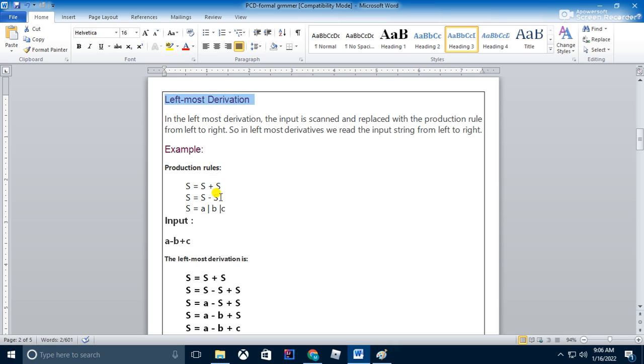So in this video we have discussed leftmost order of derivation. In our next videos we are going to discuss rightmost order and other terminologies related to context-free grammar and formal languages.